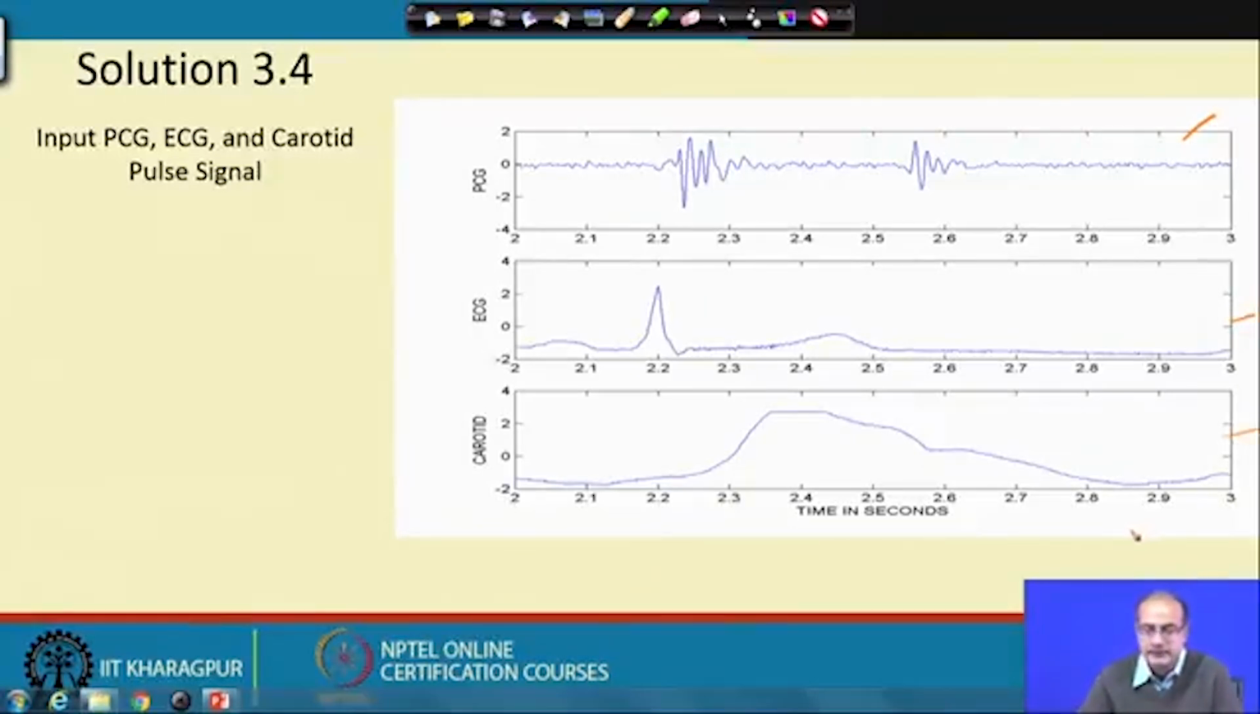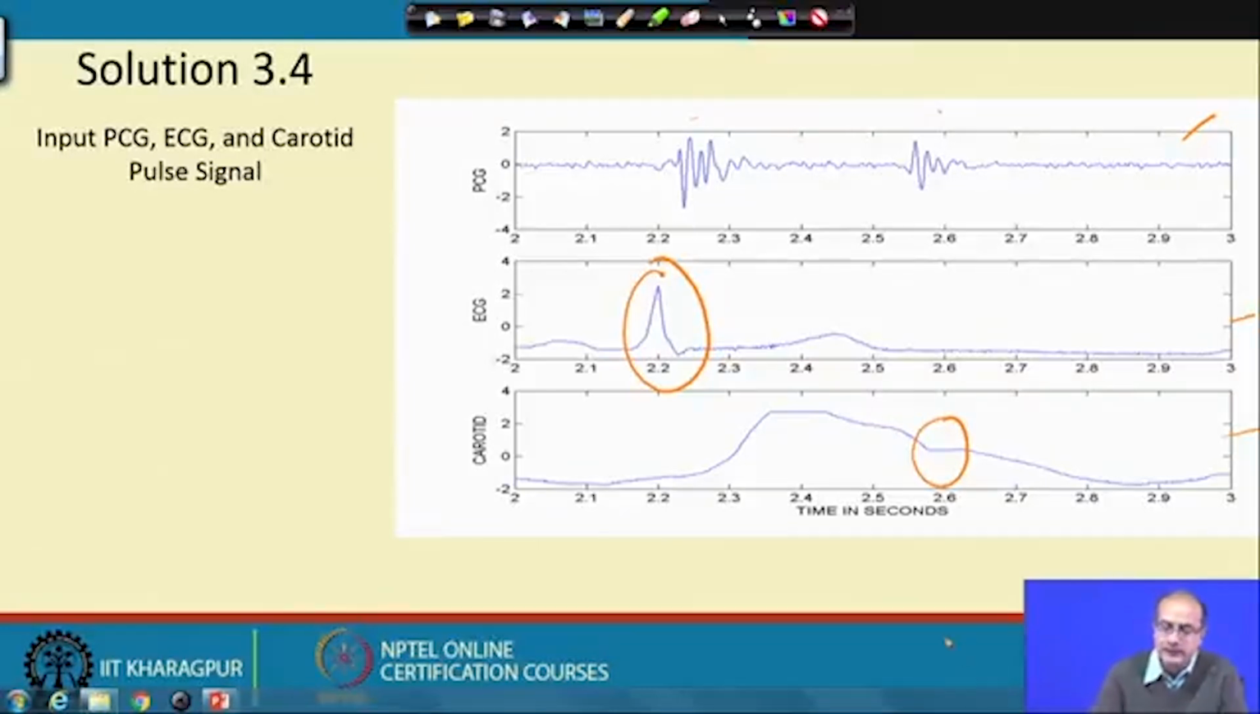In the PCG signal, unless there is murmur, the S1 and S2 waves are not that prominent, and there will be a lot of noise. So, S1 and S2 may get buried in noise. So, we need to take the help of the other signals, that is, the QRS complex of the ECG and the dicrotic notch, this dip, to help detect S1 and S2.